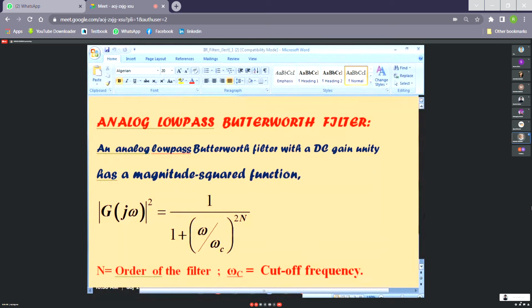So I have considered three types of discretization techniques for analog filters for obtaining equivalent digital filter transfer functions. Now some numerical problems, design problems are to be considered.